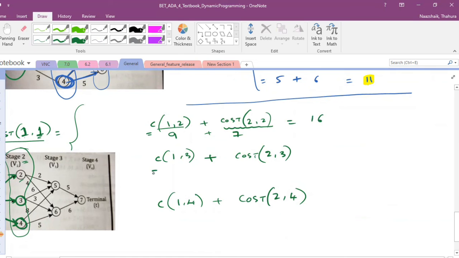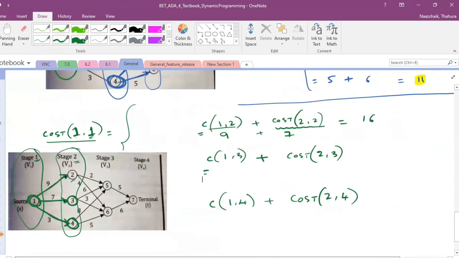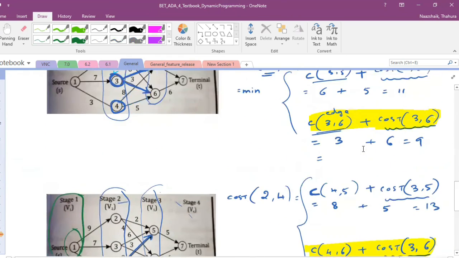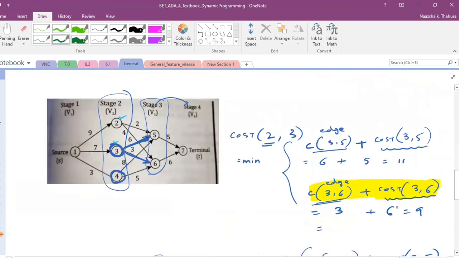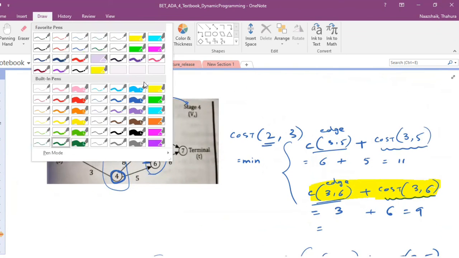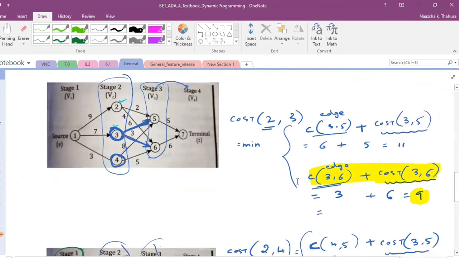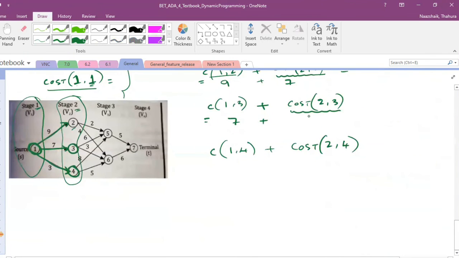Right. Now what is this? 1 to 3. 1 to 3 cost is 7. 7 plus what is cost from 2 to 3? Let's go up and check. 2 to 3 was 9. 9, right? 2 to 3 is 9. So this is what? 16. And let's check this one.